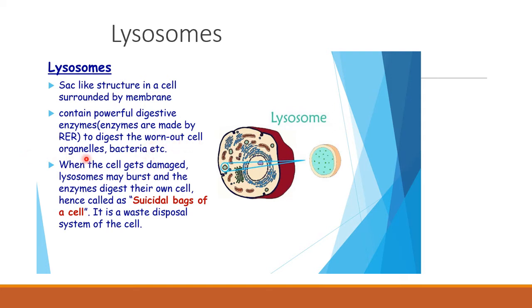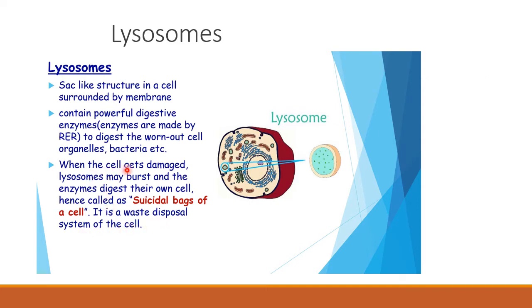worn out cell organelle. Worn out cell organelle means what? Sometimes the cell organelles present inside the cell get damaged, or they become old, or sometimes they might also become non-functional. So in that case, the lysosomes digest those worn out cell organelles. Even if any complex substance enters inside the cell, these digestive enzymes break it down into simpler substances. So thus it acts like a waste disposal system of the cell, because whatever unwanted things enter the cell, it digests them.